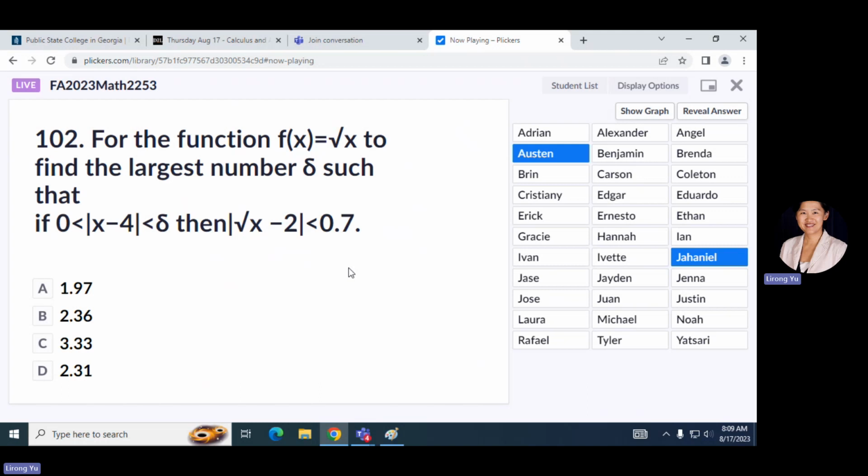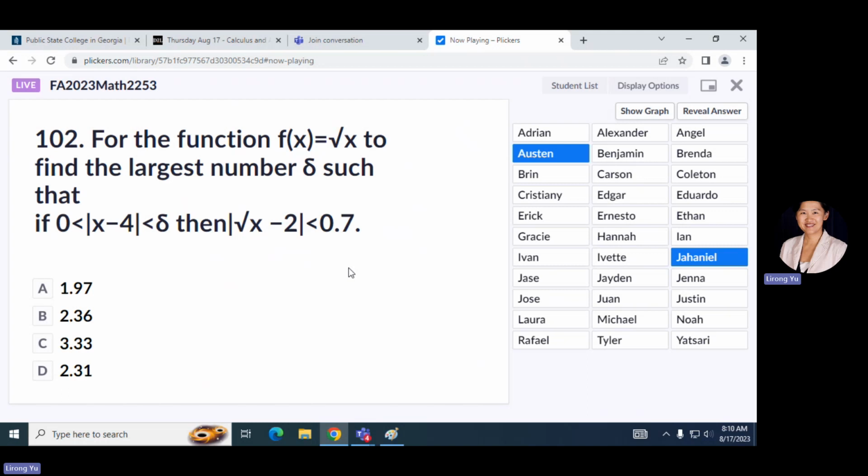So you're going to start with the absolute value of x minus 2 is less than 0.7. When you are solving an equation like this, it is actually an inequality because there's an inequality symbol instead of an equal symbol. So the number one thing is to remove the absolute value.